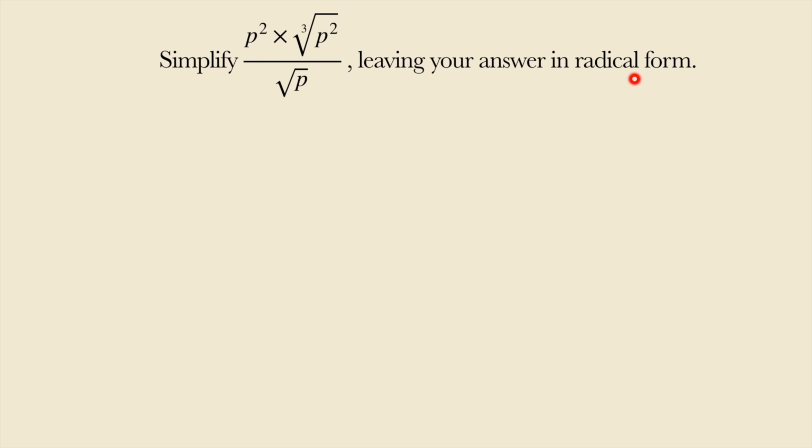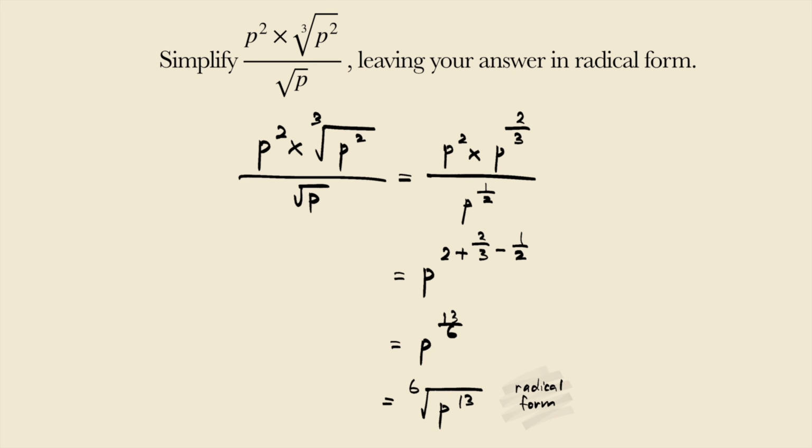Okay, leaving your answer in radical form. So I want to see your final answer having that square root symbol, or fifth root or whatever. Okay, let's take a look. This is now 2 over 3. This is power 1/2. And because the bases are all the same, let's do this. 2 plus 2/3 minus 1/2. That's it. Calculator becomes 13 over 6. You see this denominator 6 here? That's basically telling you it's the 6th root over here. And that 13 is actually p to the power of 13. This is the radical form.